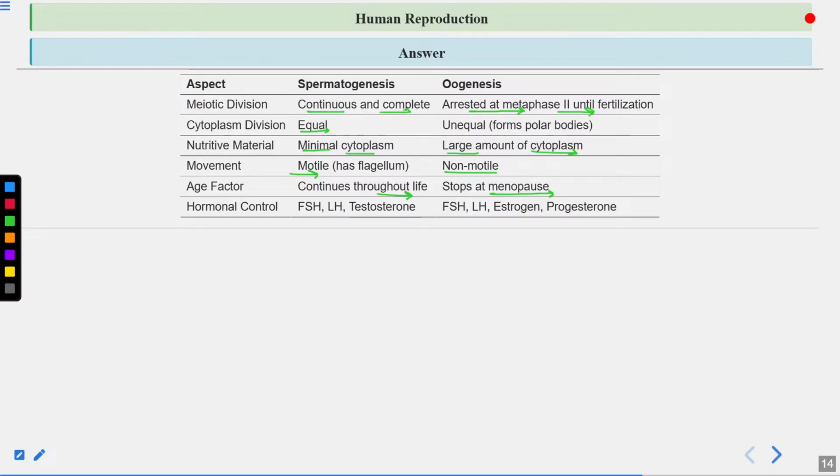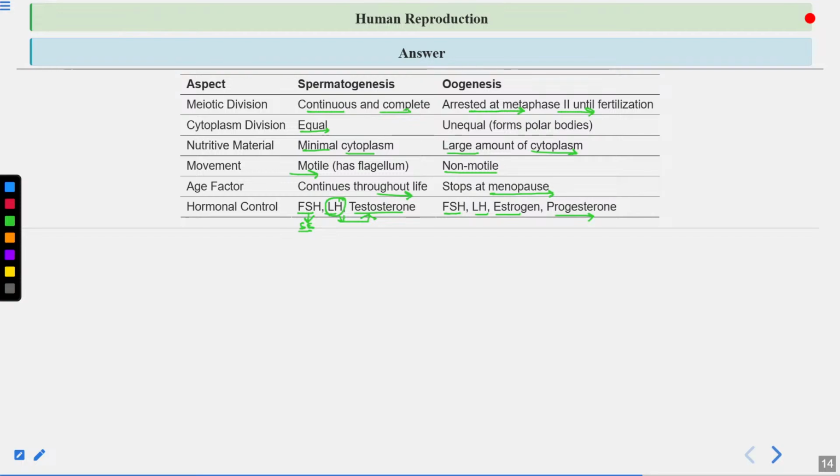Then you can see here spermatogenesis is controlled by FSH, LH, and testosterone. Oogenesis is influenced by FSH, LH, estrogen, and progesterone. Okay, so in spermatogenesis, luteinizing hormone is very important because it stimulates the Leydig cells to secrete testosterone. Then follicle stimulating hormone acts on the Sertoli cells, and the secretion of the Sertoli cells is very important for the initiation of spermatogenesis.